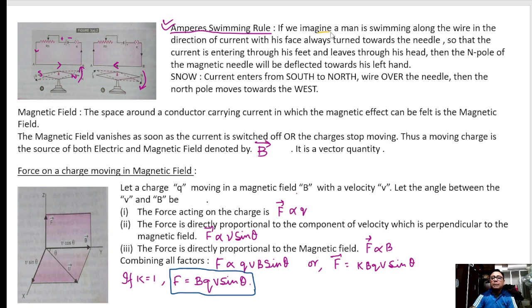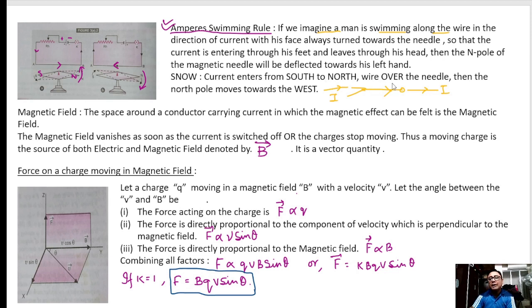If we imagine a man swimming along the wire, suppose the man is swimming like this, along the wire in the direction of the current, with his face towards the needle, so that the current is entering through his feet and leaving through his head, then the north pole of the magnetic needle will be deflected towards his left hand.